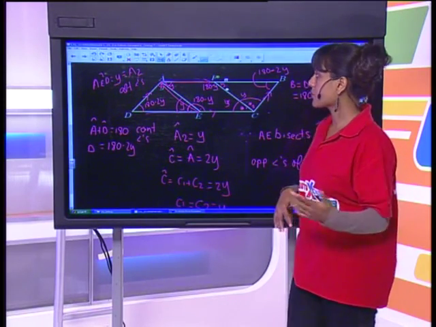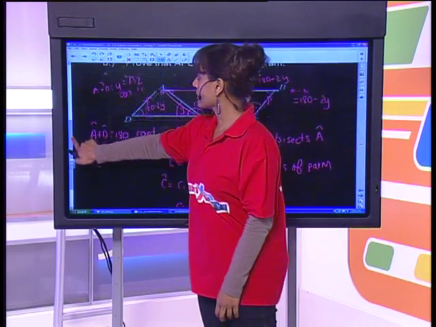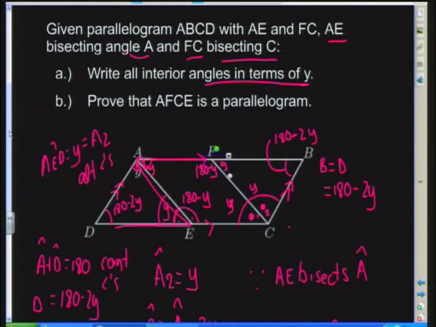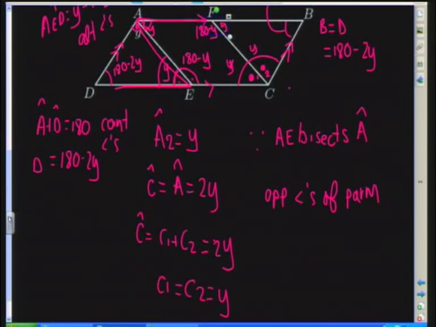All right, and the next question says, prove that AFEC is a parallelogram. So the little piece in the middle, we need to prove that it's a palm. Now guys, before you can even try or attempt to prove that it's a palm, you need to remember the properties of a palm. Because obviously, if you don't know the properties, then you can't prove that it's a palm. It's as simple as that. Okay, so that's the little orange piece that we're trying to prove is a palm.